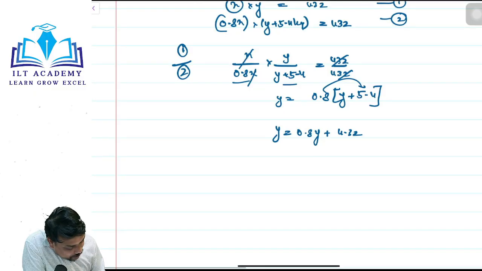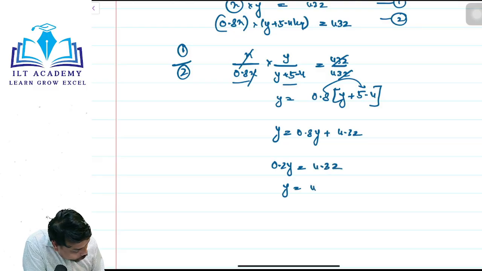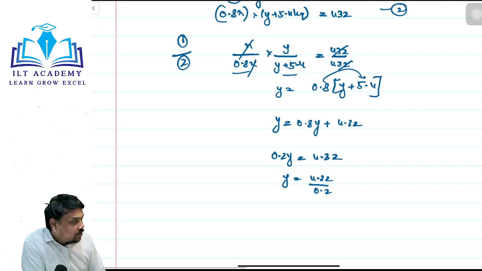Y minus 0.8y will be what? 0.2y is equal to 4.32. So y is equal to 4.32 divided by 0.2. Can you please do this? 4.32 divided by 0.2. 21.6 kuch aana chahiye.